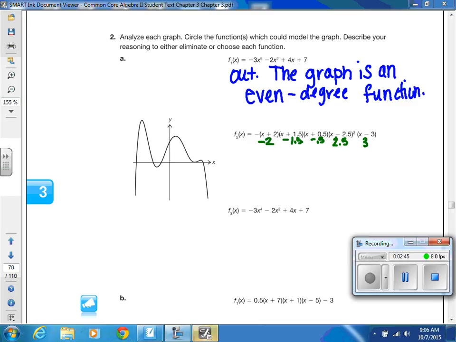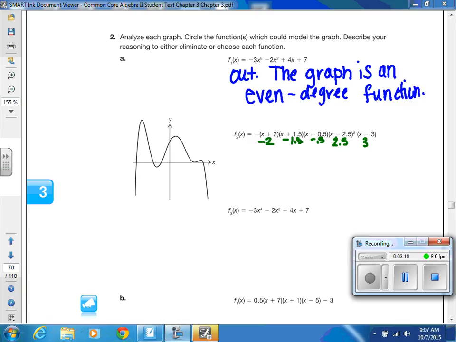Can anybody tell me what degree f sub 2 is? How many powers of x are there? 1, 2, 3, 4, 5, 6. So it's good on degrees. It's even.